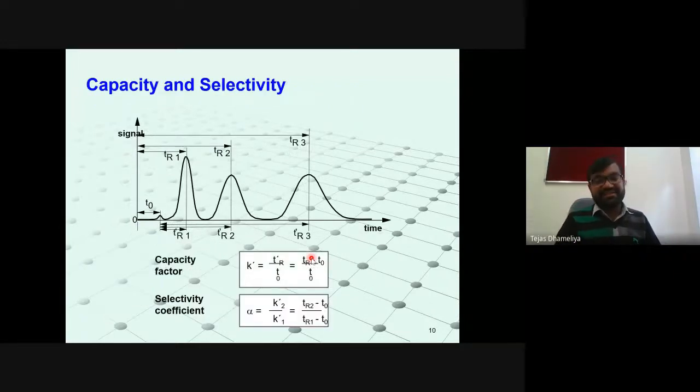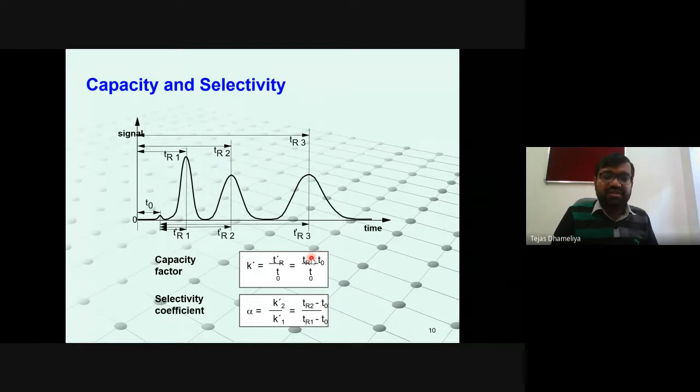These are the other factors: capacity factor and selectivity coefficient. Capacity factor is nothing but retention time divided by dead volume. These parameters all have an impact on the method: resolution, capacity factor, and selectivity coefficient, alpha. And selectivity coefficient is a kind of ratio of the capacity factors of two separate peaks.